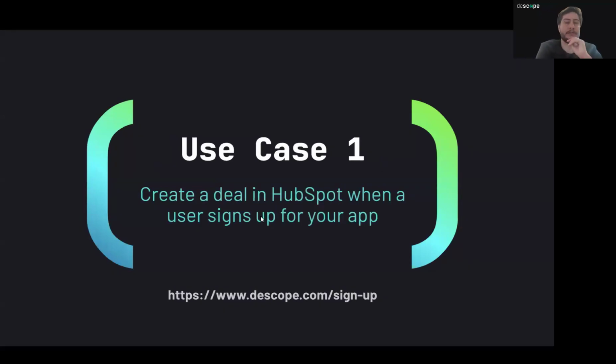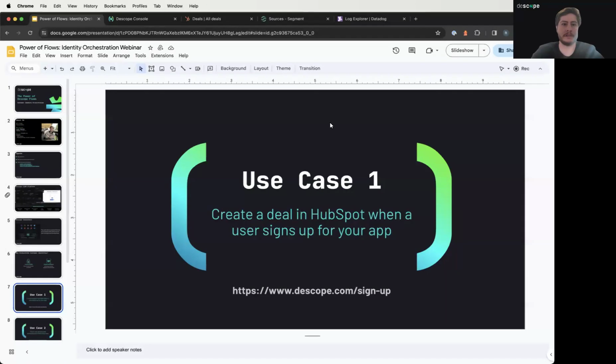All right, so let's jump right into Descope. The first use case is to create a deal in HubSpot. I'll show you guys how it's done.